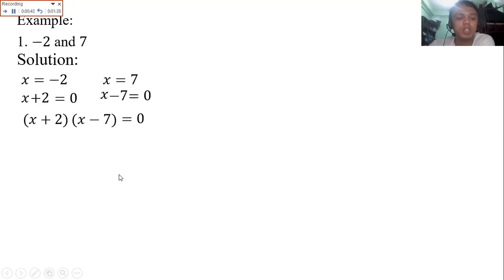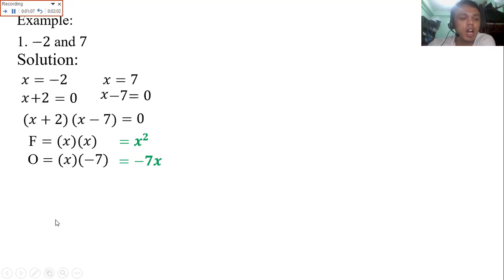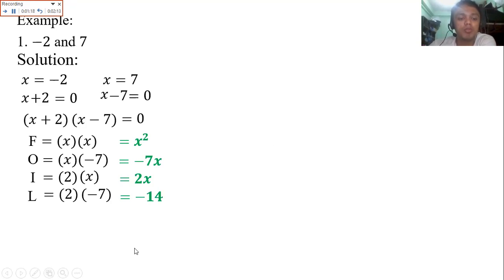Then, equal to 0. Now, use the FOIL method to find the quadratic equation. We have here, for the first terms, x times x equal to x squared. FOIL method, na-discuss na to during your grade 8. So, kayang-kaya na yan. The outer terms, we have x times -7 equal to -7x. The inner terms is equal to 2 times x equal to 2x. Last terms is equal to 2 times -7 equal to -14.